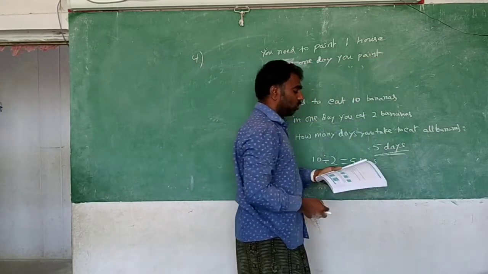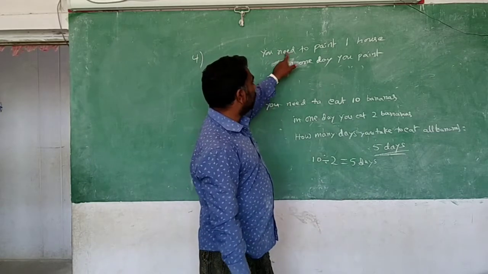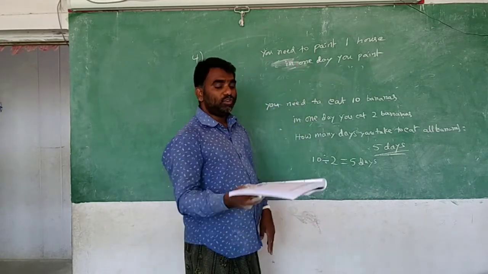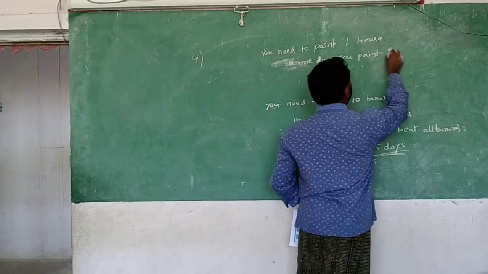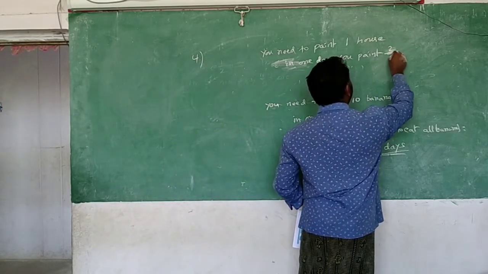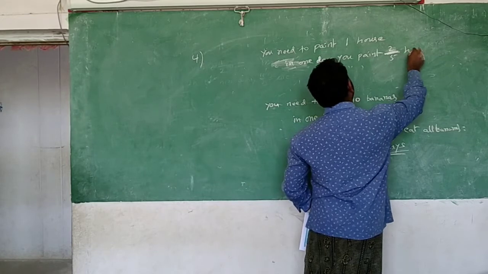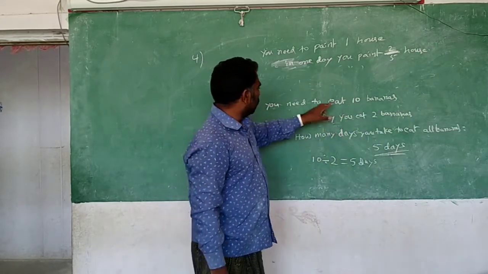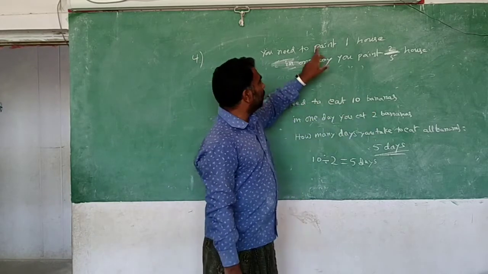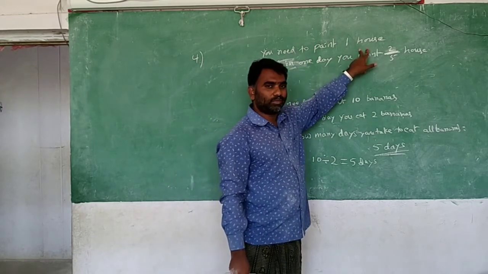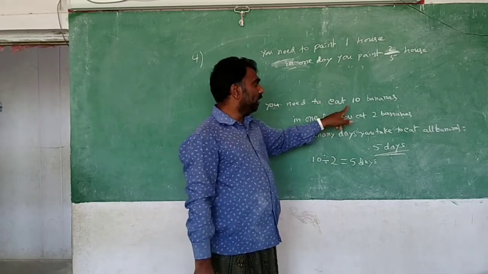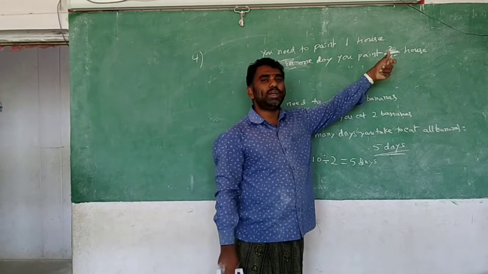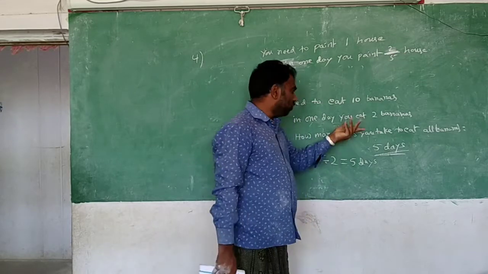See the question and tell me. You need to paint one house. In one day, how much can you paint? Yes, in one day you can paint 2 by 5 of the house. Same question like this only. You need to eat 10 bananas, but here you need to paint one house. There, in one day you can eat 2 bananas; here, in one day you can paint 2 by 5 of the house. The final question is like that only.